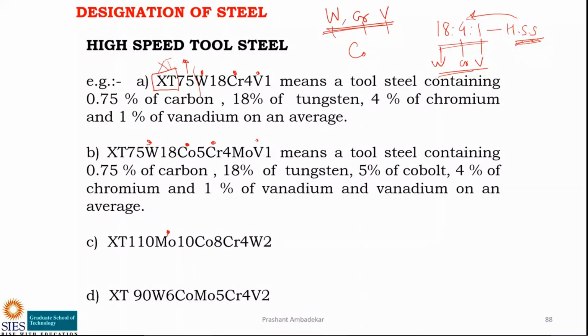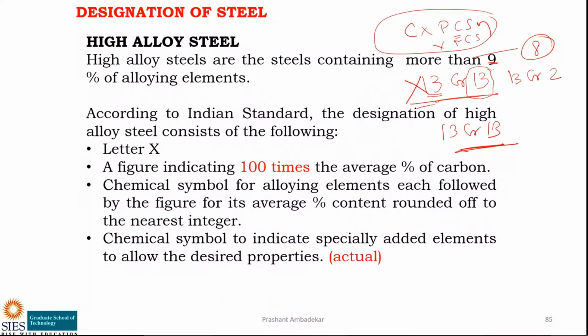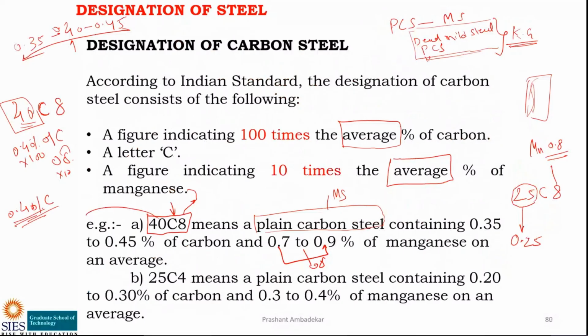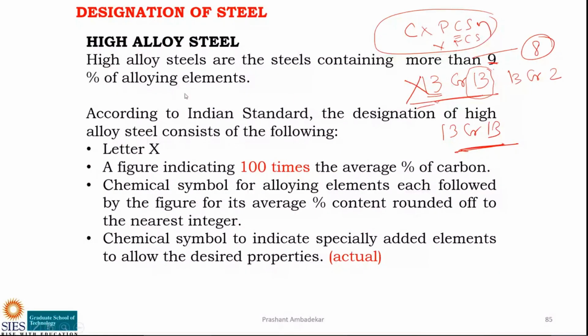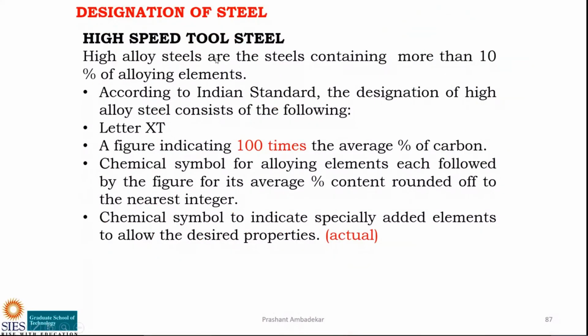So from this we can identify whether the designation given to us is of alloy steel, low, medium or high alloy steel, or whether it is plain carbon steel, or whether it is tool steel. Sorry, not high alloy steel, tool steel.